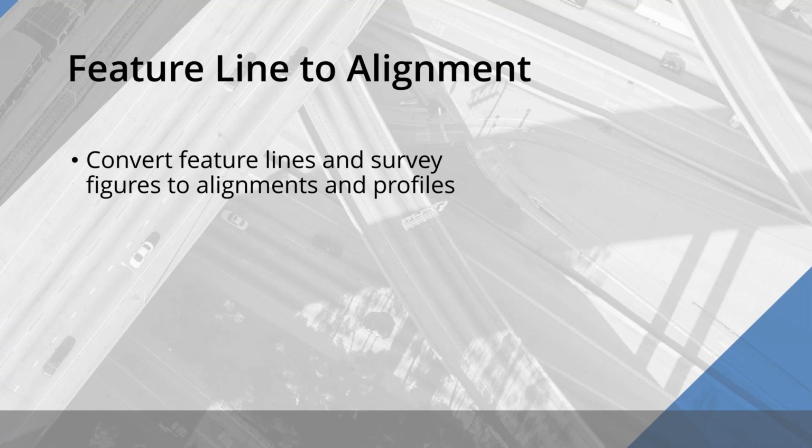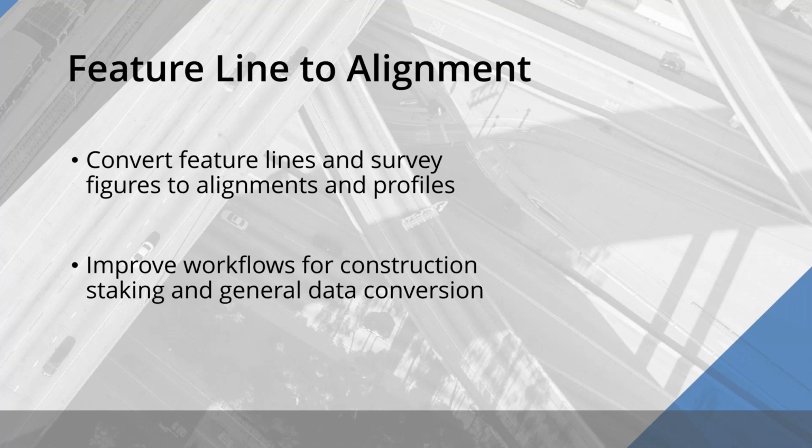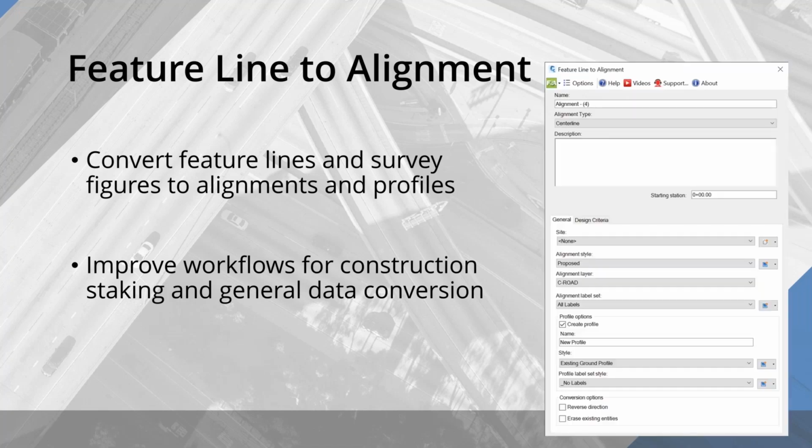A lot of times, surveyors use it to get design data, like a feature line that represents something in the grading plan. They want to extract that and get all the 3D profile information and load it into their data collectors for staking. You can't do that with a feature line or a survey figure. Alignments and profiles easily export to universal platforms like Trimble, Topcon, Leica, and so on. So it helps with construction staking or just general data conversion.